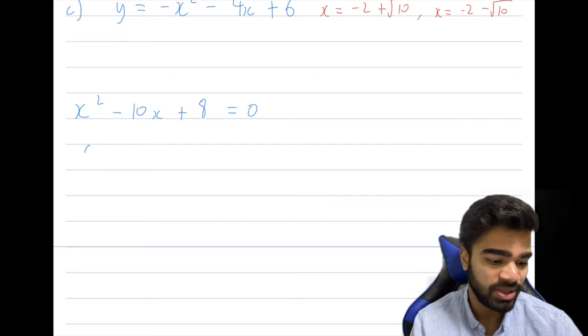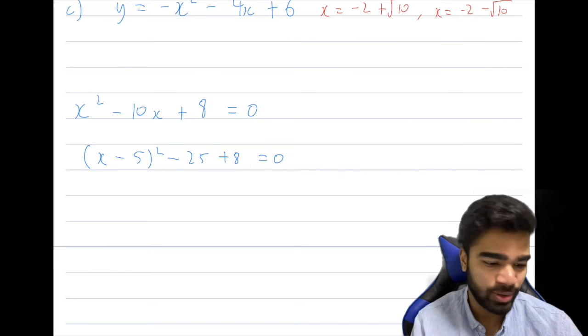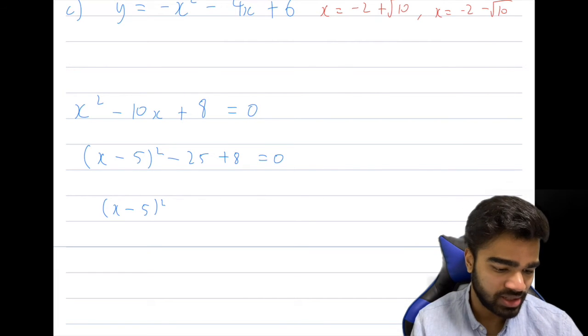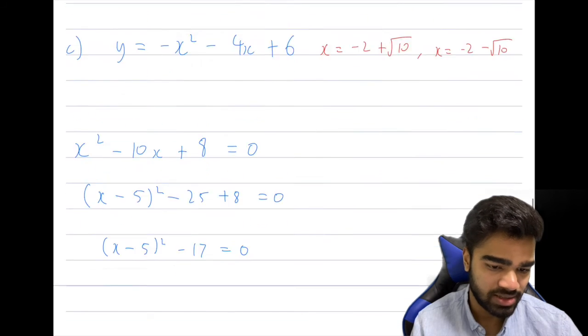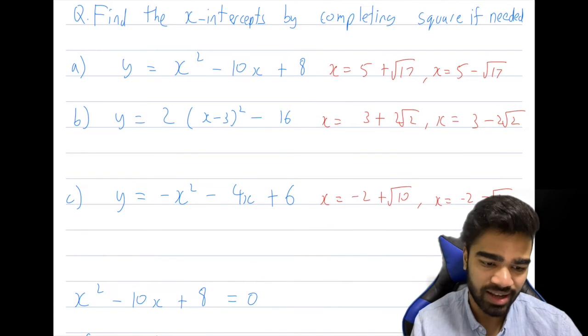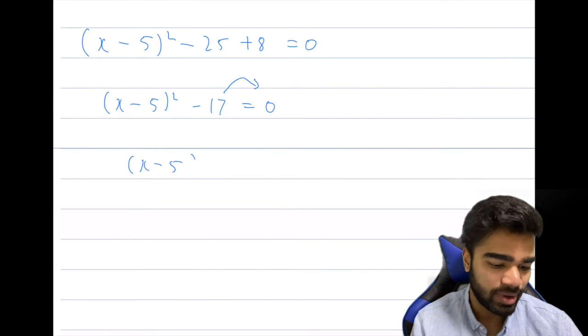We need to obviously complete the square. I'll do it quickly. So I have x minus 5 whole thing squared minus 25 plus 8. Again, I did that very quickly. x minus 5 squared, negative 25 plus 8 is negative 17, is equal to 0. So you can see where we got that negative 17 from, maybe. If not, let's just keep solving. So take the whole number to the other side. x minus 5 whole thing squared is equal to 17.